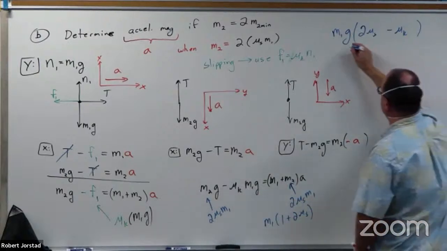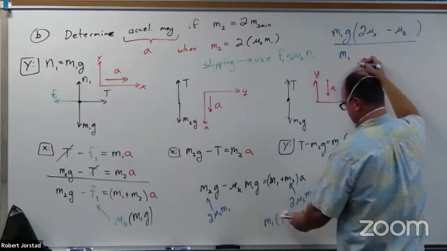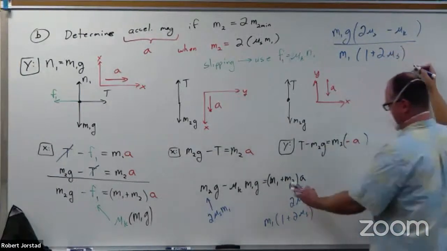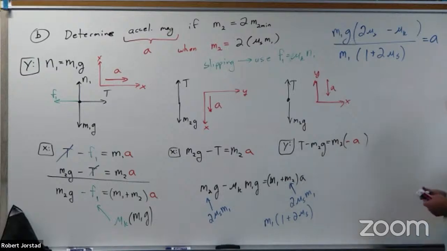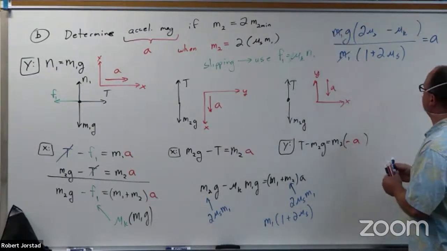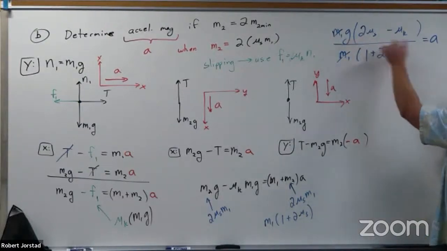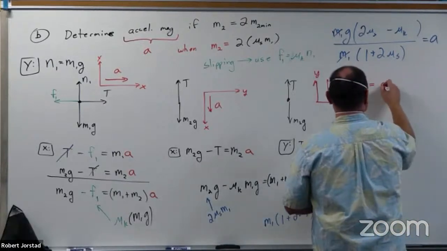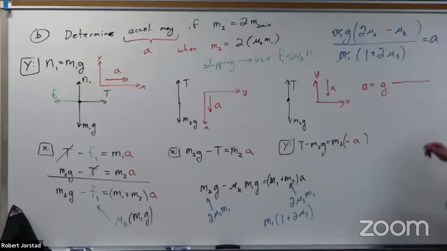And then on this side, I could divide by M1 times 1 plus 2 mu static. And this is all equal to A. The M1's dropped. We see that the units check. No units, no units, no units, no units. G has the right units. I could rewrite this to make it look pretty: something with the correct units times something with no units.